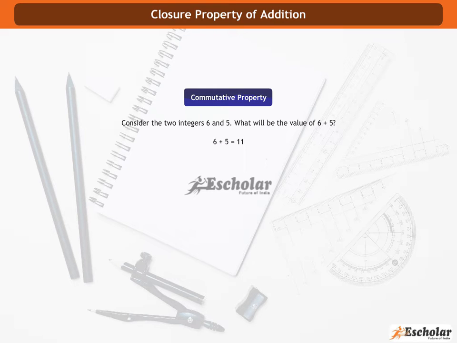Commutative property. Consider the two integers 6 and 5. What will be the value of 6 plus 5? 6 plus 5 is equal to 11. What will happen if we interchange the positions of 6 and 5? Will the value remain the same? Yes. For example, 5 plus 6 is equal to 11. Thus, 6 plus 5 is equal to 5 plus 6.